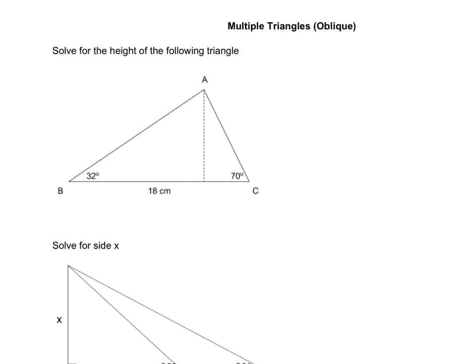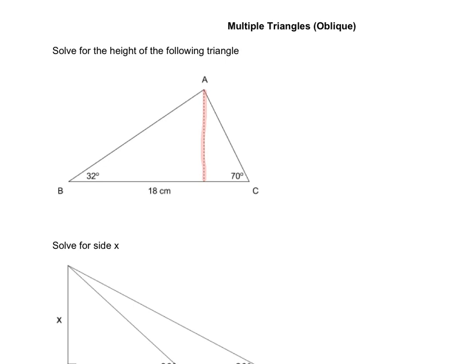In this video, we will be looking at how to solve for missing sides or missing angles when you have multiple triangles, and this time we're actually going to deal with oblique triangles as well. So in our first example, our goal is to solve for the height of the triangle. This type of question can be paired up with a question asking about the actual area of this triangle, which means you need the height.